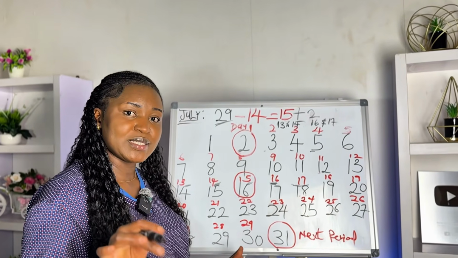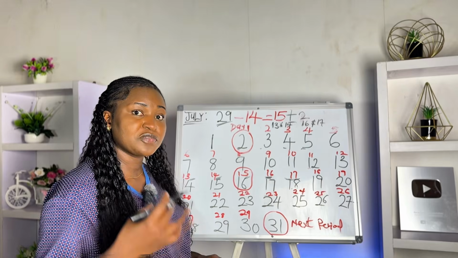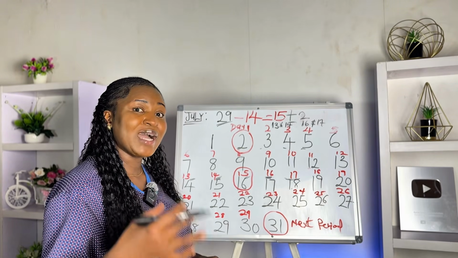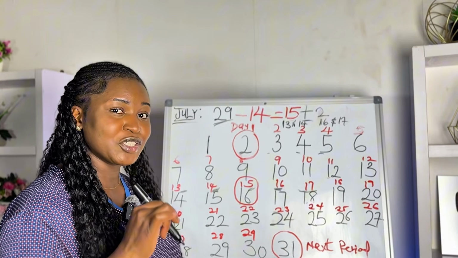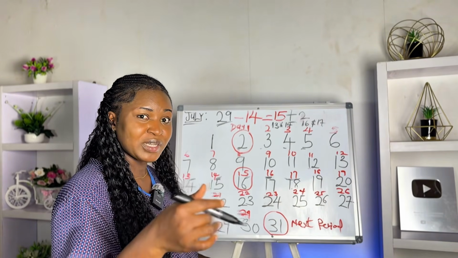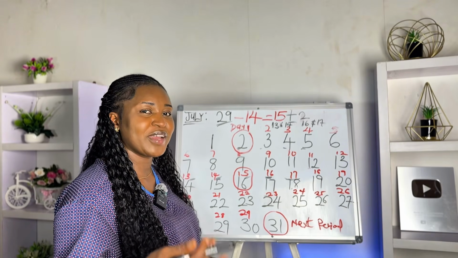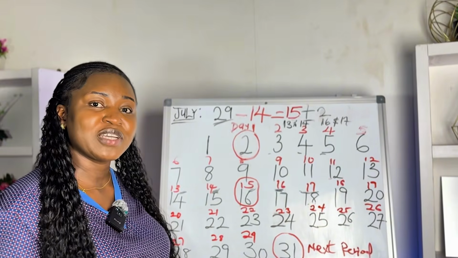Now, another important thing I want you to note is that sperm can survive in the female reproductive tract for up to 5 days. That means if you had unprotected sexual intercourse 3 days ago, sperm will still be in your body today and tomorrow. So even though you had sexual intercourse 3 days ago and you ovulate today, you could still get pregnant.